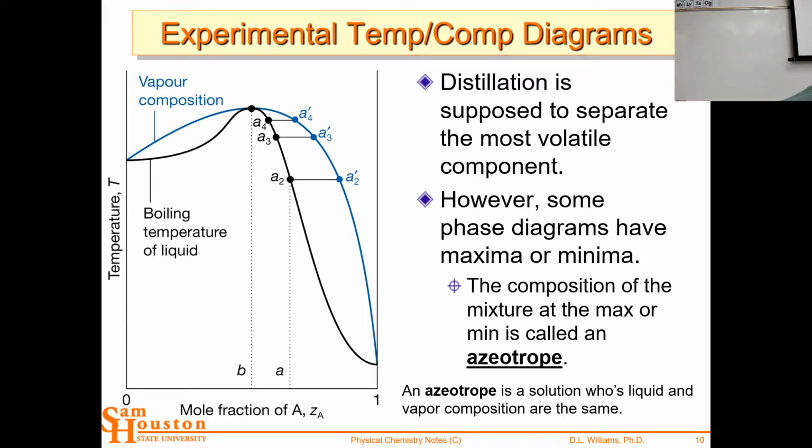So up here at the top, if we were to take B and boil it, this would be the boiling point of B, and this blue line is the vapor composition. And notice that the liquid and the vapor compositions are equal. So XA is equal to YA. And that's the definition of an azeotrope. So zeotropic behavior is when they're different. Non-zeotropic behavior is an azeotrope, where XA and YA are equal.